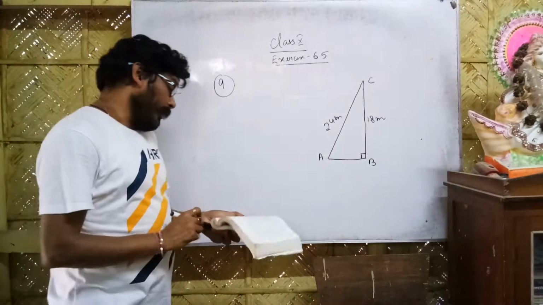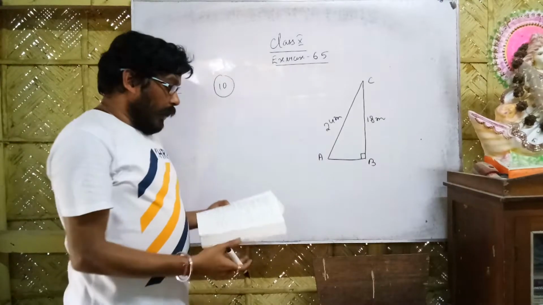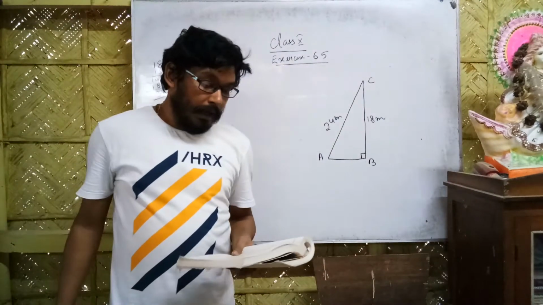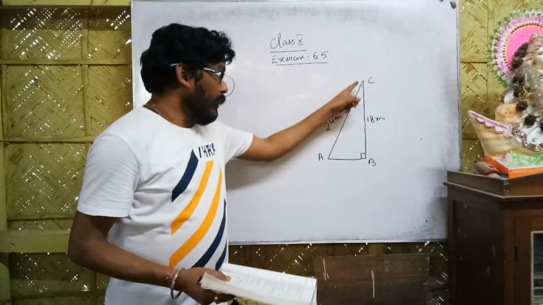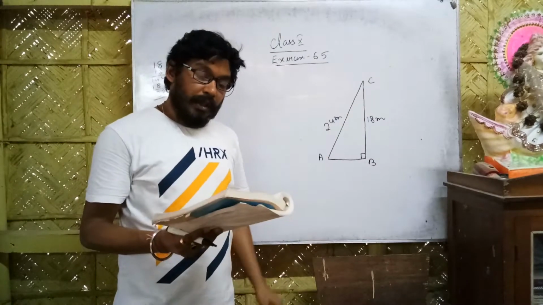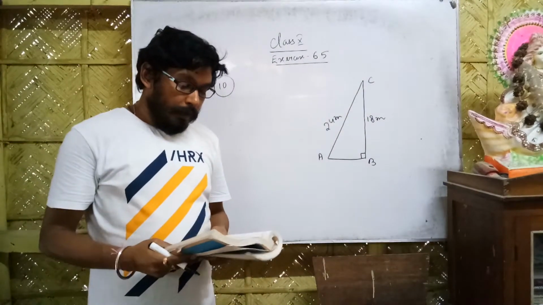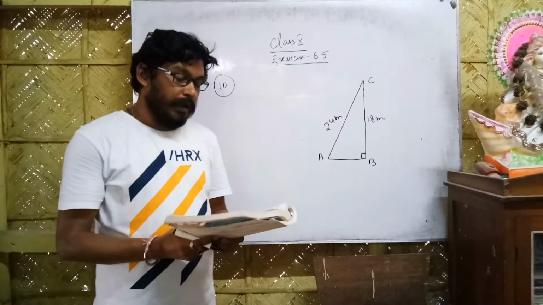Now see, 6.5 question number 10. What did they say? A guy attached a wire to a vertical pole of height 18 meter. So this is the pole. Vertical means straight. Length of the pole is 18 meter. A guy attached a wire to a vertical pole of height 18 meter is 24 meter long.